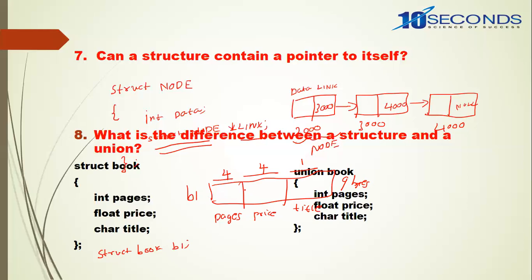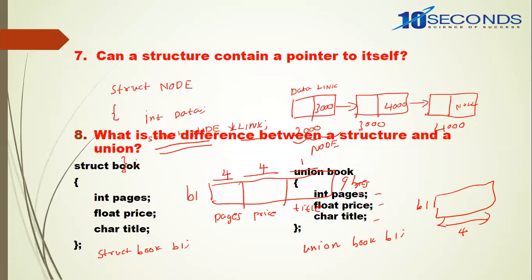In the case of union, so union book, int pages, float price, and char title, only one memory will be allocated. For example, if you create an object union book B1, memory will be allocated only 4 bytes. That is to hold the price floating point. So in that you can store pages also, you can store title also, but not all the information at a time. Only one information at a time you can store in the case of union.